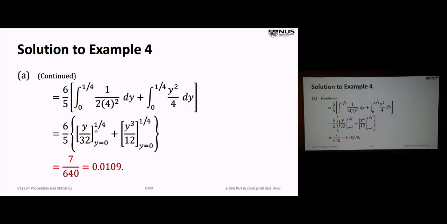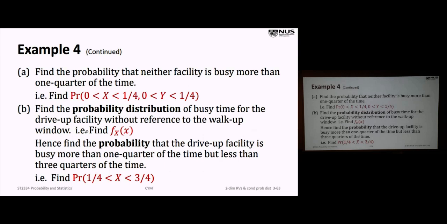Okay, so this function when y is equal to a quarter, and y is 0 doesn't matter. So if you do 6 over 5 times these things here, you're going to get the answer, which is 0.0109, apparently. Okay, so that's part A. That seems to be right, reasonably okay.